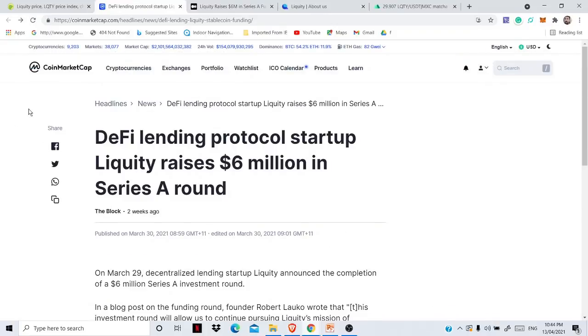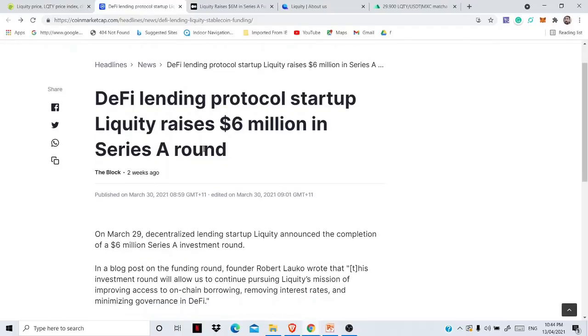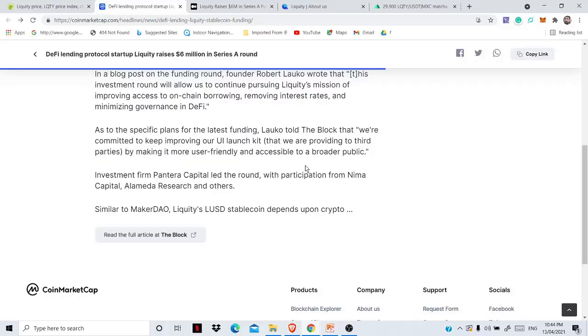And CoinMarketCap has mentioned news like: DeFi lending protocol startup Liquity raises $6 million in Series A round. So 2 weeks ago they raised $6 million already. Investment from Pantera Capital led the round with participation from Nima Capital, Alameda Research, and others. So you can see big players are backing this protocol. And it's quite similar to MakerDAO.